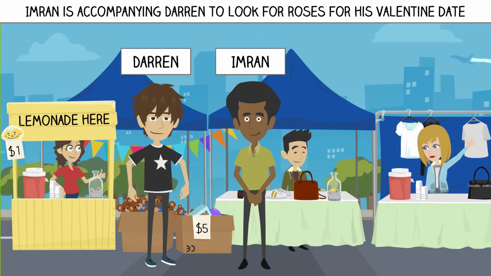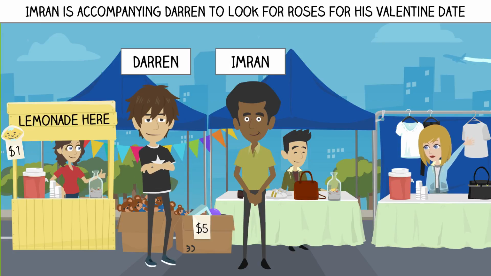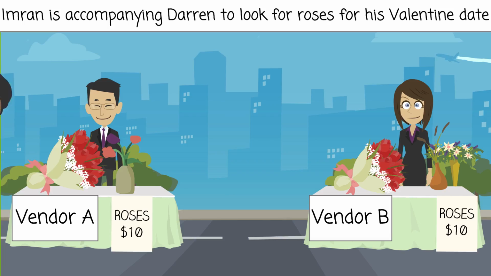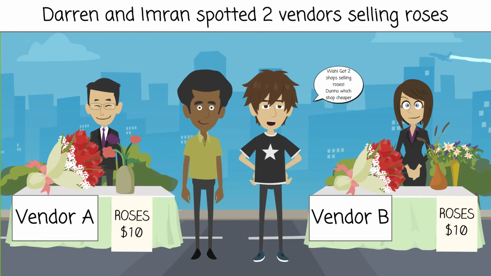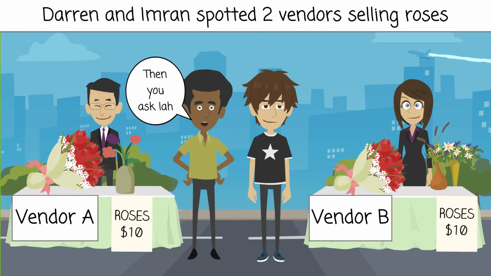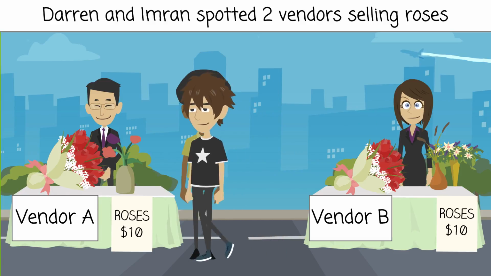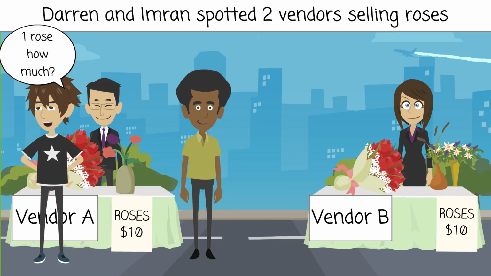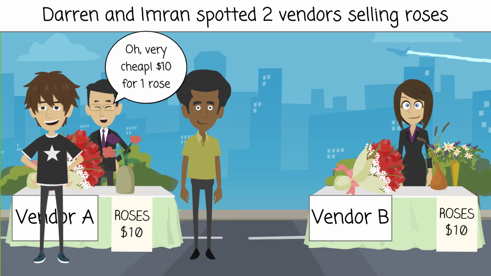Aaron is accompanying Darren to look for roses for his date on Valentine's Day. Wah. Got two shops selling roses. To know which shop cheaper, then you ask La. One rose how much? Oh, very cheap, $10 for one rose.